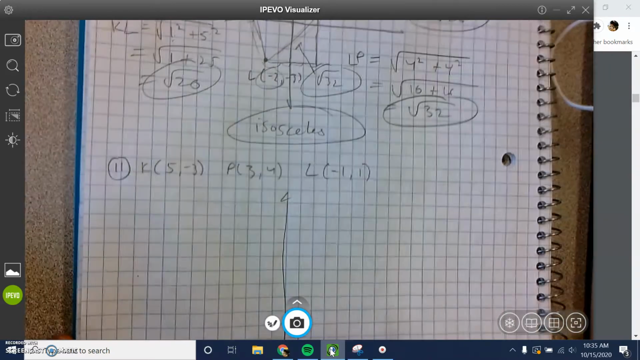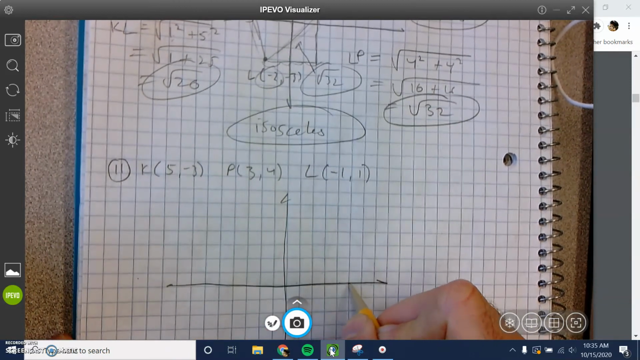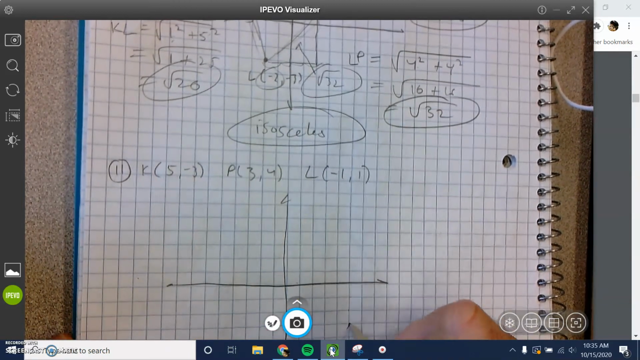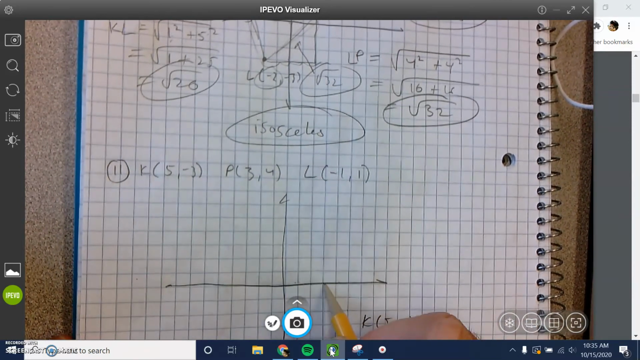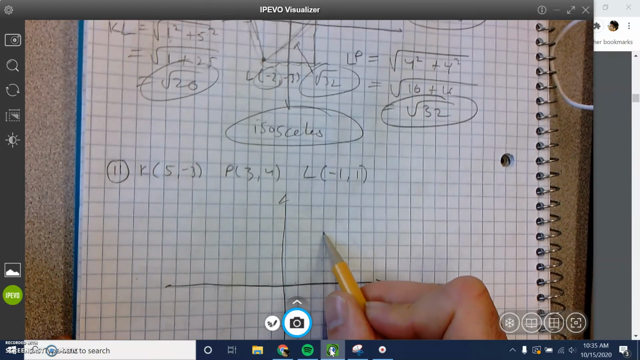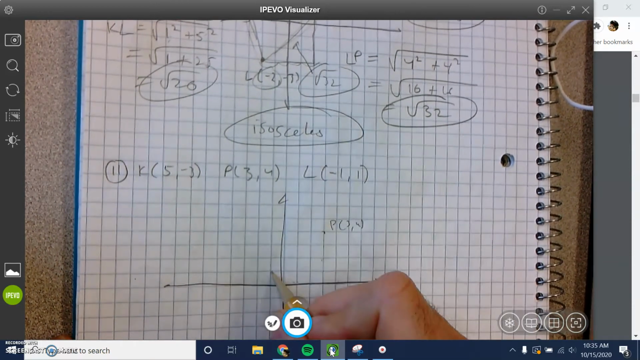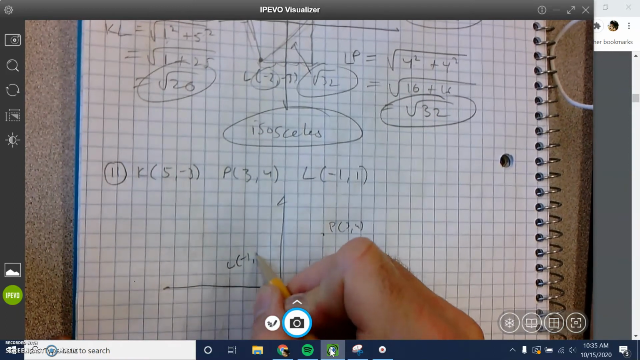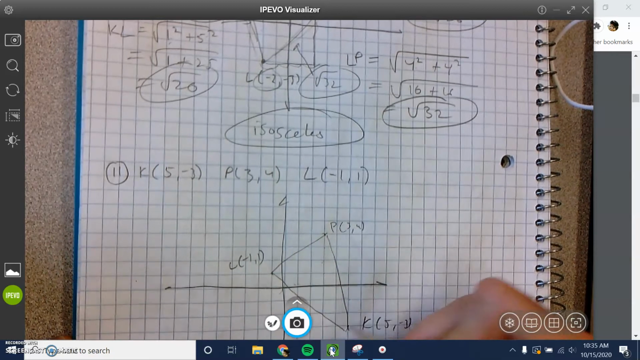Okay, let's see what we got. I'm going to go fast through this one. So K is 1, 2, 3, 4, 5. 1, 2, 3. K is 5, -3. And P is 1, 2, 3. 1, 2, 3, 4. And L is -1, 1. So hopefully you got this one. Let's see if you did.